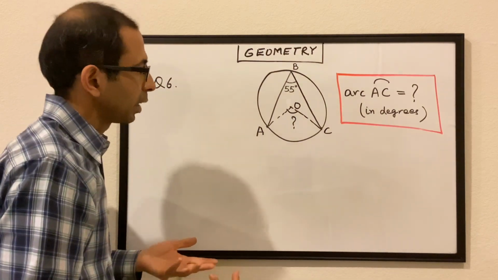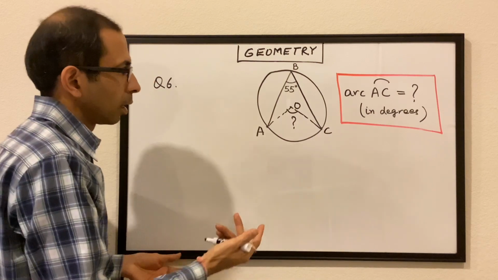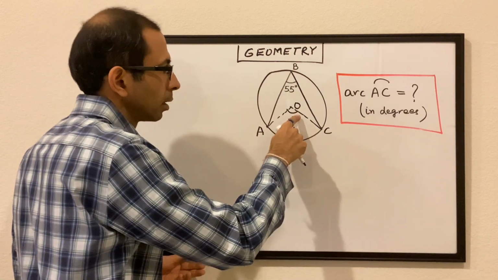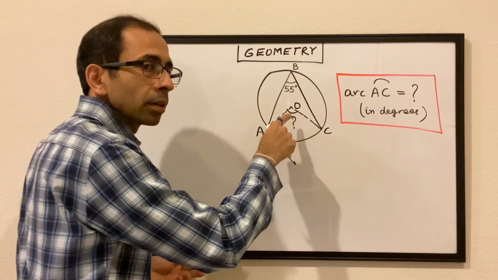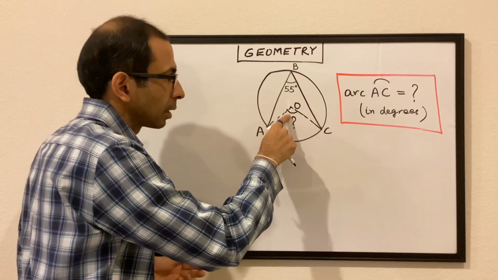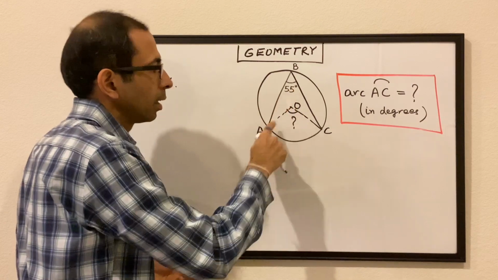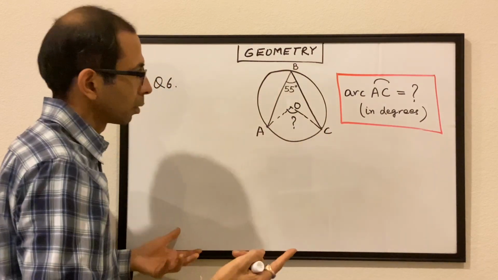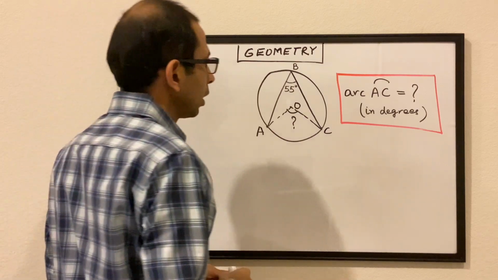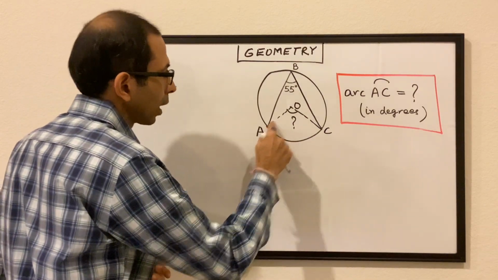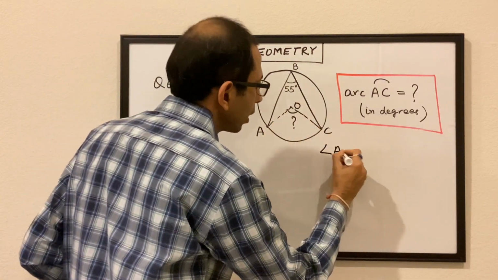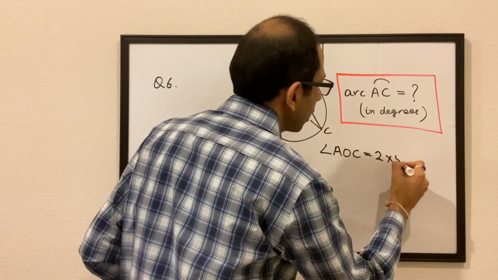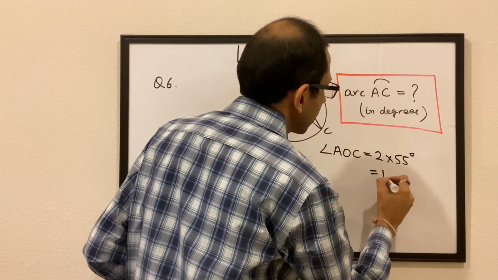Again, pretty straightforward. Now we know, right, that any arc makes the angle at the center, which is twice the angle made by the same arc to any other point on the circle. So it directly comes by the property, right? And so angle AOC is nothing but twice of this angle, which is 110 degrees.